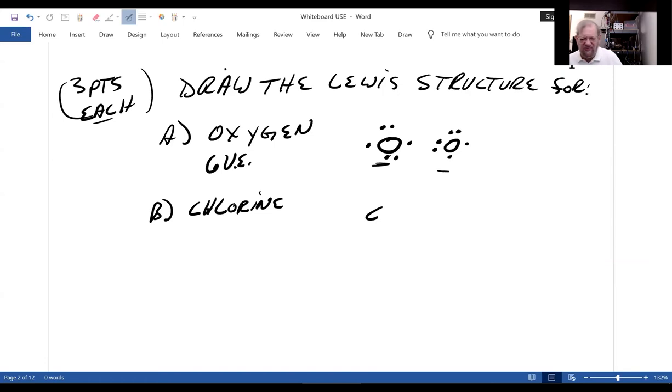Chlorine, chemical symbol Cl. How many valence electrons? 7 valence electrons. And therefore, you double up. First 4, I got 3 more to go. And there are 4 possible answers. On 3 sides, you should have 2 dots, and on 1 side, you should have 1 dot. Therefore, another one would be this. And there are 2 more you could write.